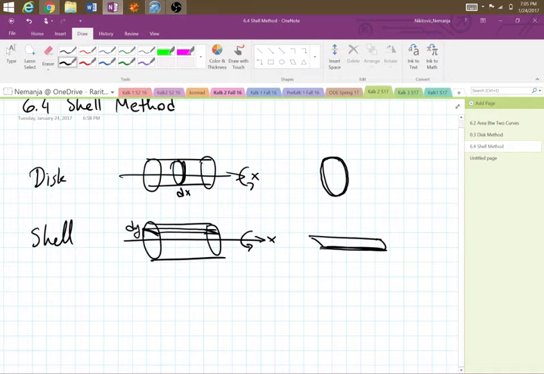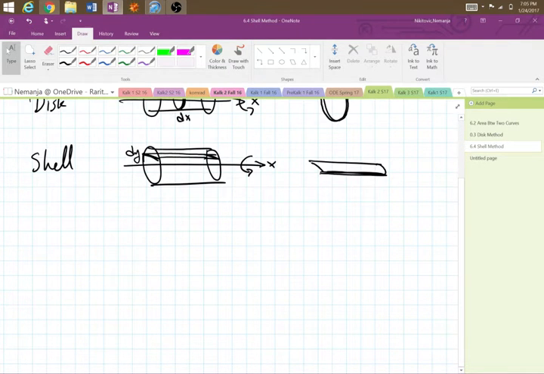Now observe that both of these are rotations on the x-axis. The default case for disk gives us dx, and the default case for shell gives us dy. So they're approaching the same problem from two different angles. Now, another thing that you can remember for the disk method is that the representative rectangle is perpendicular to the axis of rotation, whereas for the shell method, the representative rectangle is parallel to the axis of rotation.